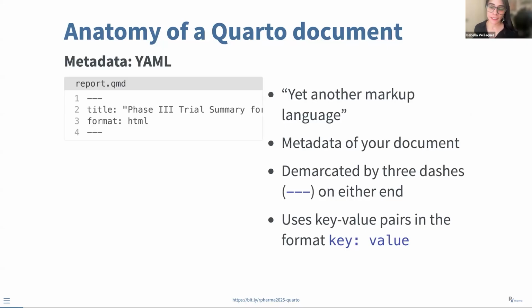In terms of the syntax, the YAML header is demarcated by three dashes at the top and the bottom. Within there are a set of key value pairs in the form key colon value. So format would be the key, HTML would be the value. These are common things like author, subtitle, date, as well as customization and options like the theme. Somebody asked, is there a list of all the YAML headers? I believe so. During the exercise, I'll go through and try to find it.